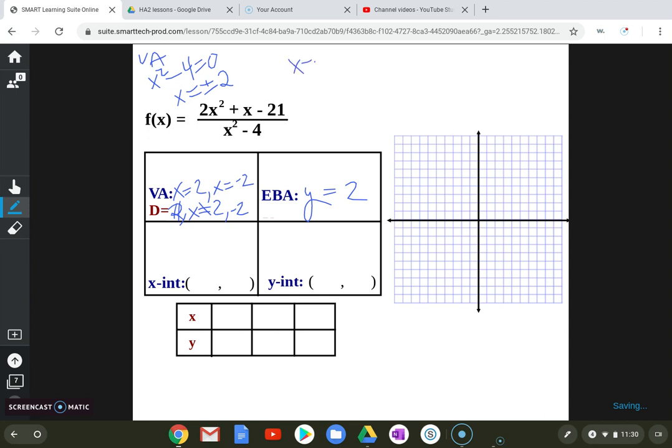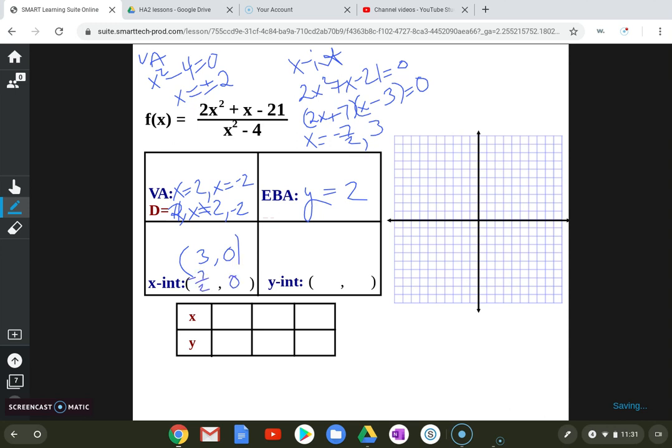All right, so for our x-intercepts, set the top equal to 0. So when we factor this, 2x and 3 and 7, we want a positive 7 and a negative 6. It's hard to see from the equation, but because we have 2x squared plus x, we want a positive 1 for our inner and outer. So we end up with x equals negative 7 halves, or x equals 3. So we have (3, 0) and (negative 7/2, 0).